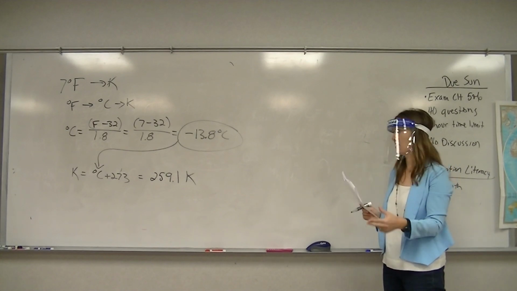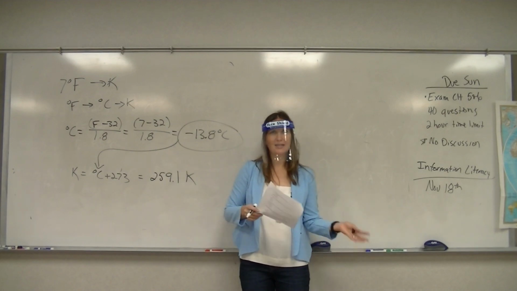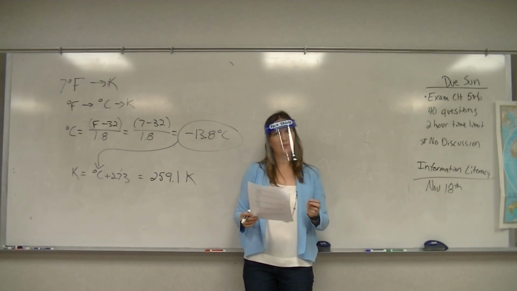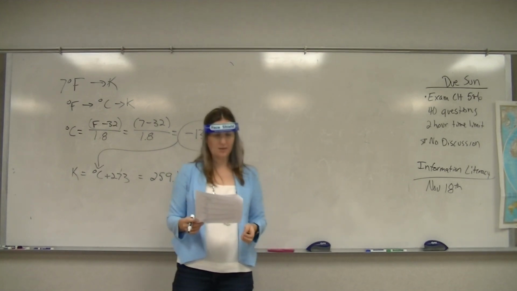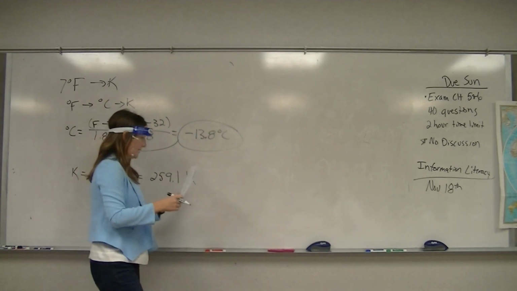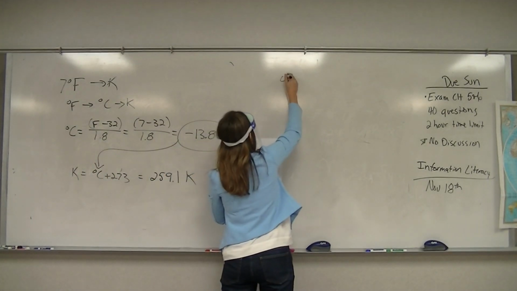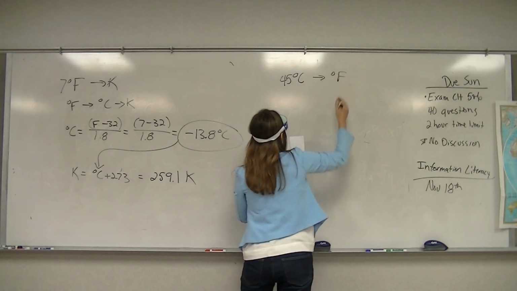You always want to pick just the closest one to what you get on your calculator. Depending on where people round as they're doing all the steps, you might get a slightly different answer. But the answers will all be far enough apart that you'll be able to pick the correct one closest to your answer. All right, let's do 45 degrees Celsius to Fahrenheit.